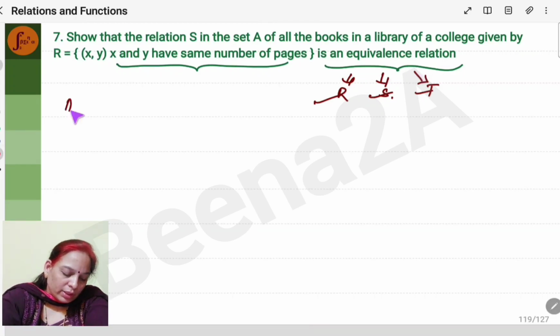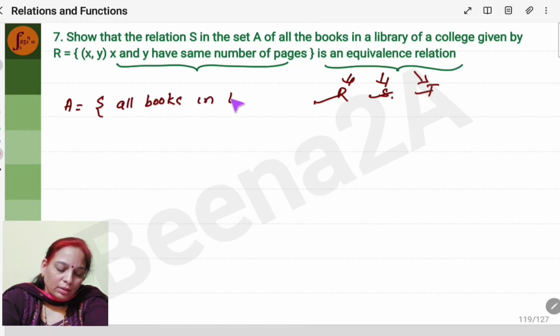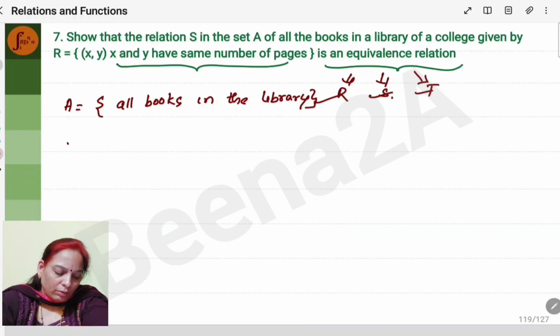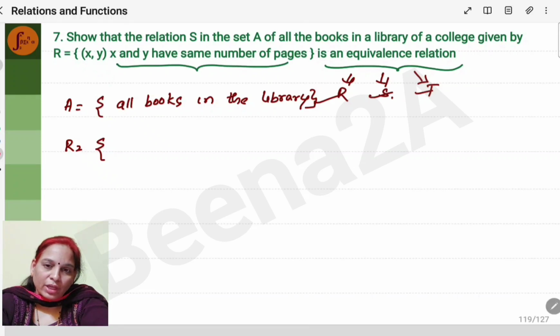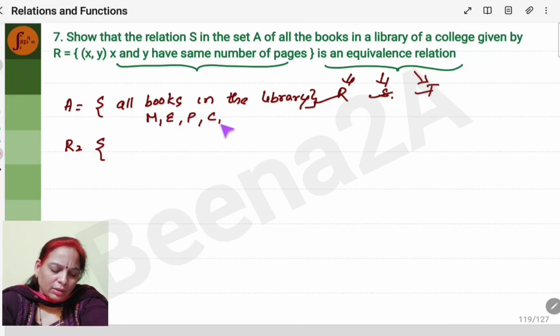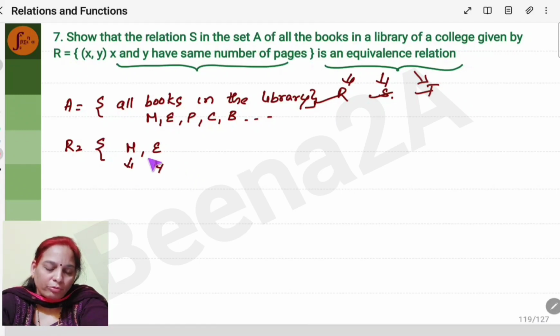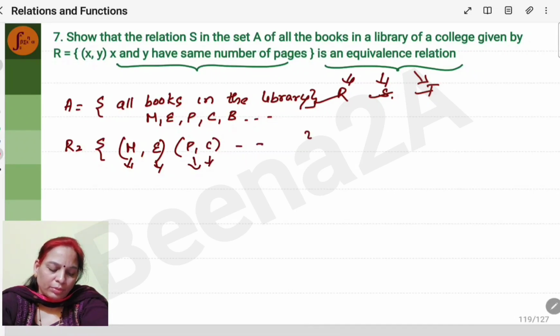Now, what is the set? The set is all the books in the library. Now, what is the relation here? The books should have the same number of pages. Let's say the library has maths, English, physics, chemistry, bio, and so on. Let's assume that maths and English have the same number of pages, and physics and chemistry have the same number of pages. Just for example.